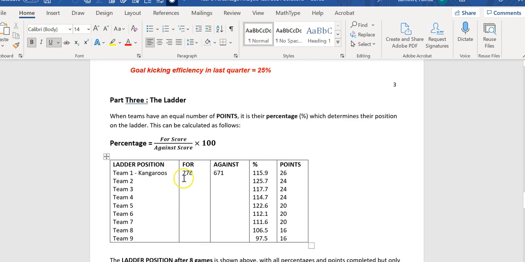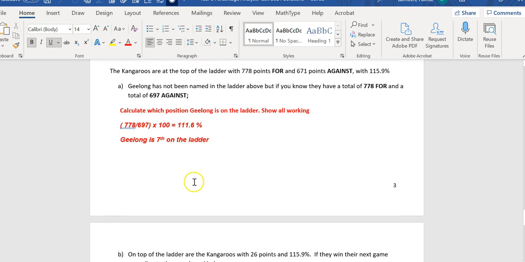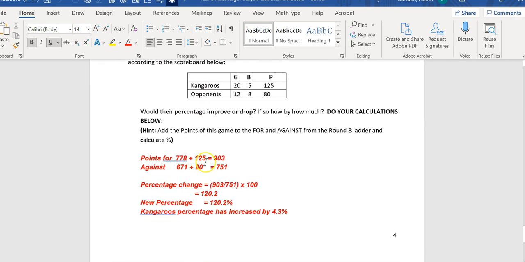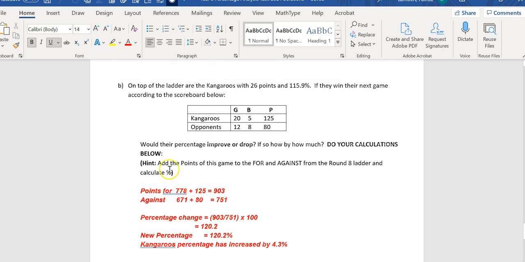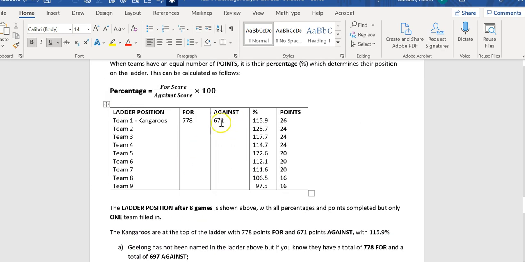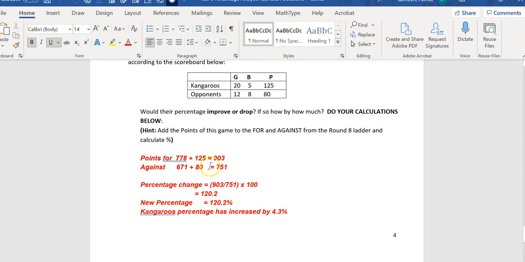We saw that before. Total points kicked here. You add the 125 and it comes to this. Total points against with this, which goes on the bottom. So you add the 80 that were kicked and their percentage goes, there's your working out, 903 over 751 times 100. And that comes to 120.2%.